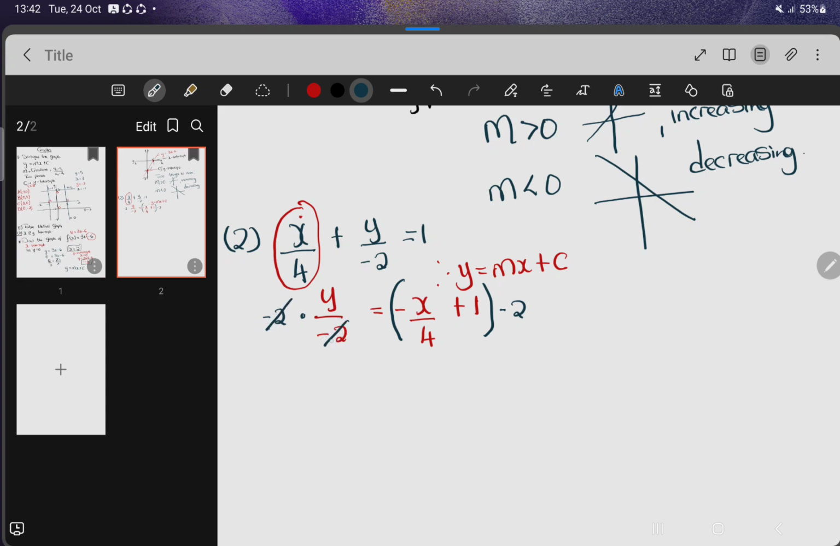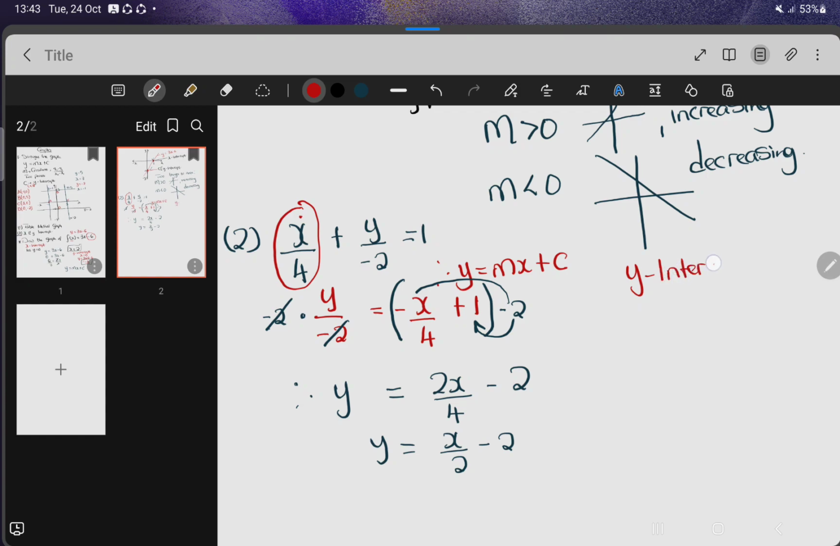Then these 2 will cancel, and the remaining is y. It's equal to, so I'm going to remove the bracket. When I remove the bracket with the first one, that will be a minus and a minus, which gives us positive. Then we've got 2x over 4, then minus 2, because we are removing the bracket. That is the same as x over 2 minus 2, because 2 divided by 4. Then from here, we can work on the y-intercept.